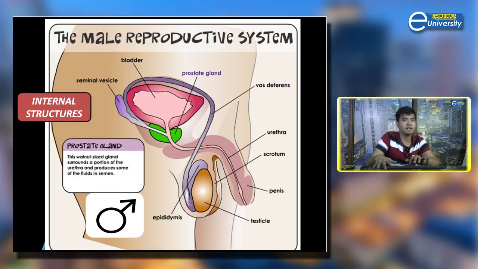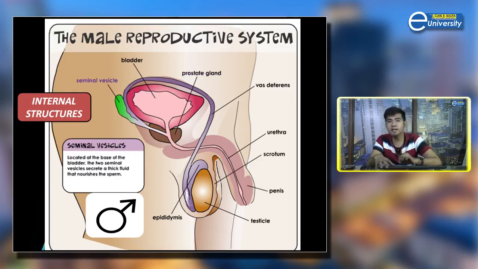Next is the prostate gland. The prostate gland, or walnut-shaped gland, surrounds a portion of the urethra and produces some of the fluids in the semen. We also have the seminal vesicles located at the top of the bladder. The two seminal vesicles secrete thick fluid that nourishes the sperm.